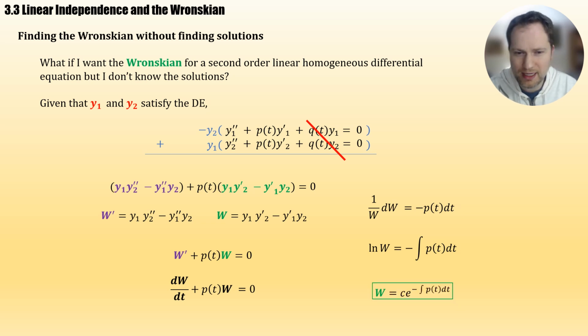I won't bore you with the details. There it is. We've done it. We've found the Wronskian without actually even needing y1 and y2. The Wronskian is equal to c times e to the negative integral of p of t dt. Yay. And now on the next slide, we'll summarize this in its formal theorem, but we've kind of already figured it out.